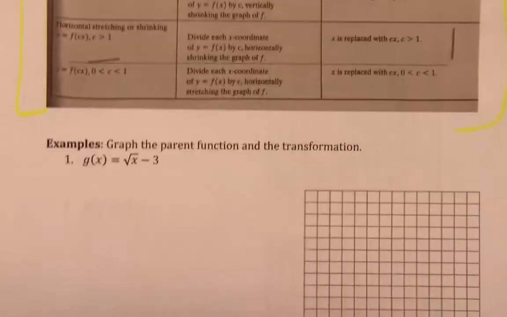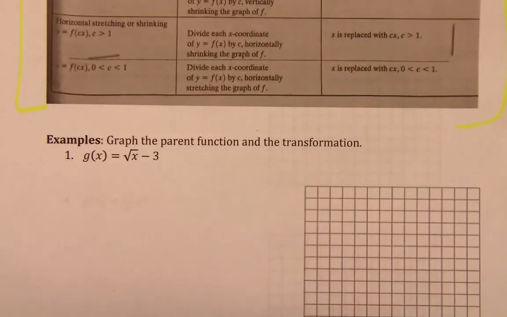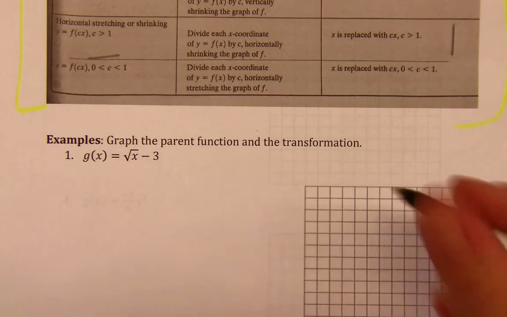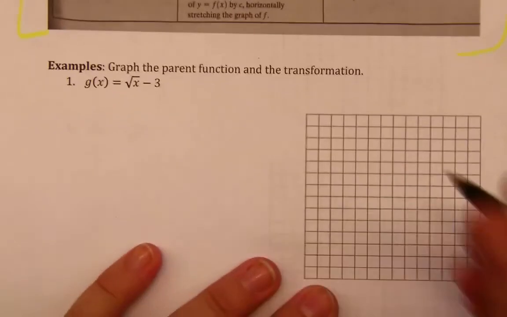Looking at our first example, we have the square root function, and it's been shifted. It's been shifted down 3. And so we're going to go ahead and graph that. Let's go ahead and set up our graph here.